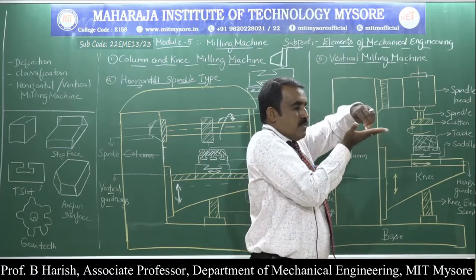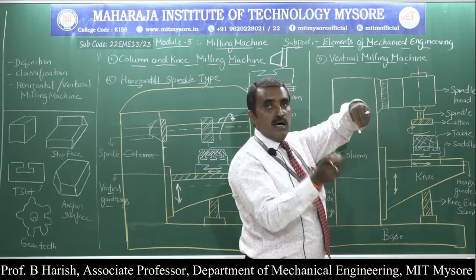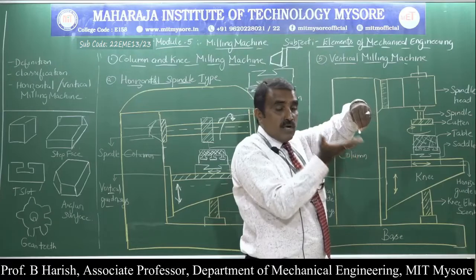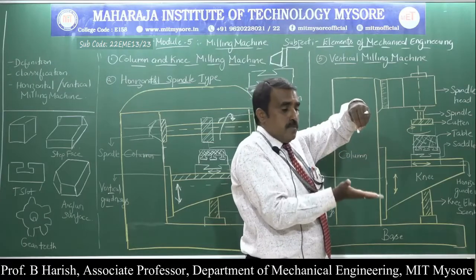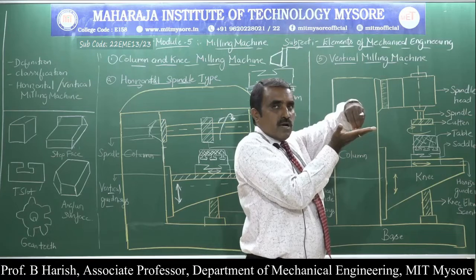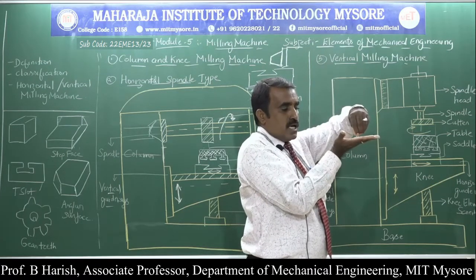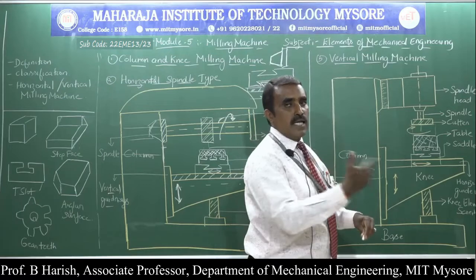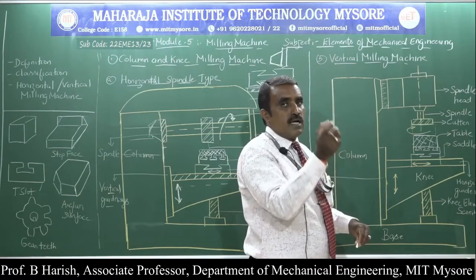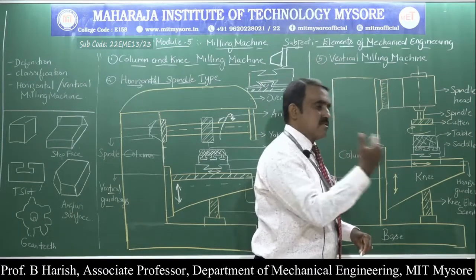When the table is moved, the workpiece surface comes in contact with the tip of the tool. Remember, here the workpiece is brought in contact with the rotating tool. As it is brought in contact with the rotating tool, material is removed. Once again the table is moved until we get the required surface on the given workpiece. So the operation is continued.